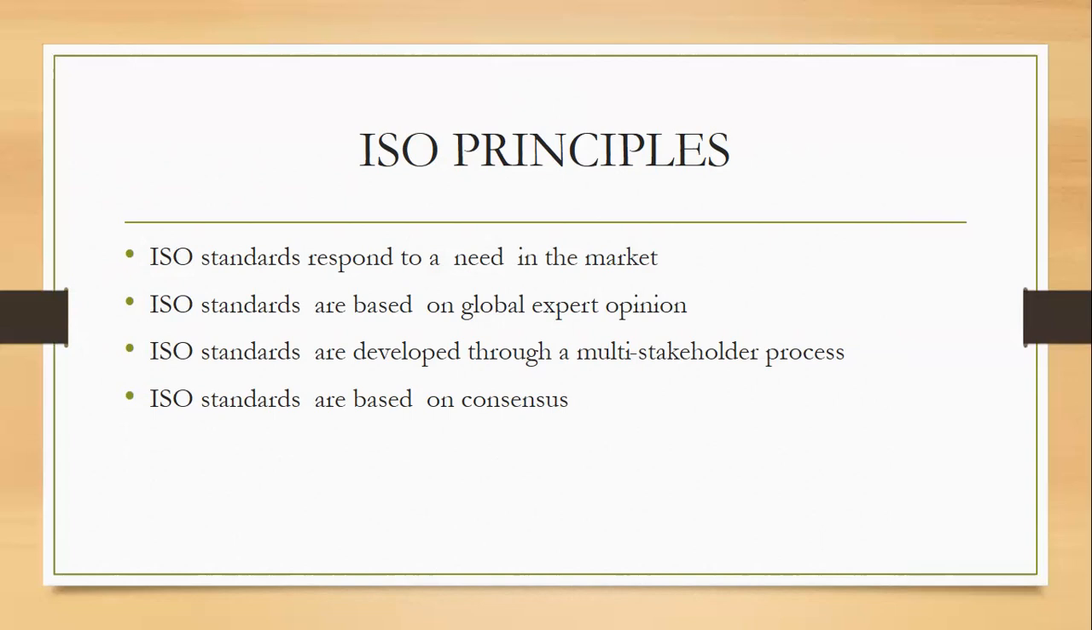Number two, ISO standards are based on global expert opinion. So when you pick a standard, maybe 22301, which is the standard for business continuity management system, they are going to bring experts from all over the world to create what we call a technical committee or a standing committee on BCMS, on business continuity management system. So everybody there in that committee is an authority. It helps to ensure that the output of those standards are indeed standardized.